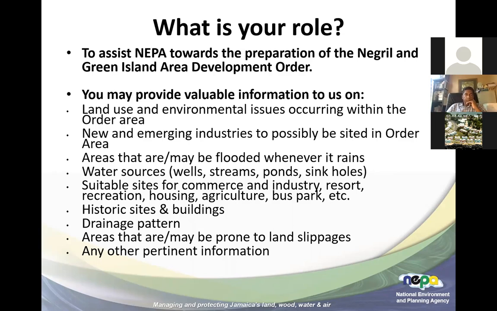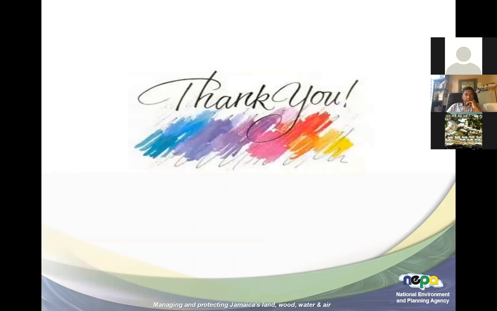Information as it relates to drainage patterns in different parts of the order area, areas that are maybe prone to land slippages, and any other pertinent information that the Chamber of Commerce possesses that they think could assist us in properly formulating the policies and objectives and zoning proposals for the order area. And that ends the formal presentation. We can move into some discussion, some comments, feedback and suggestions from the chamber.